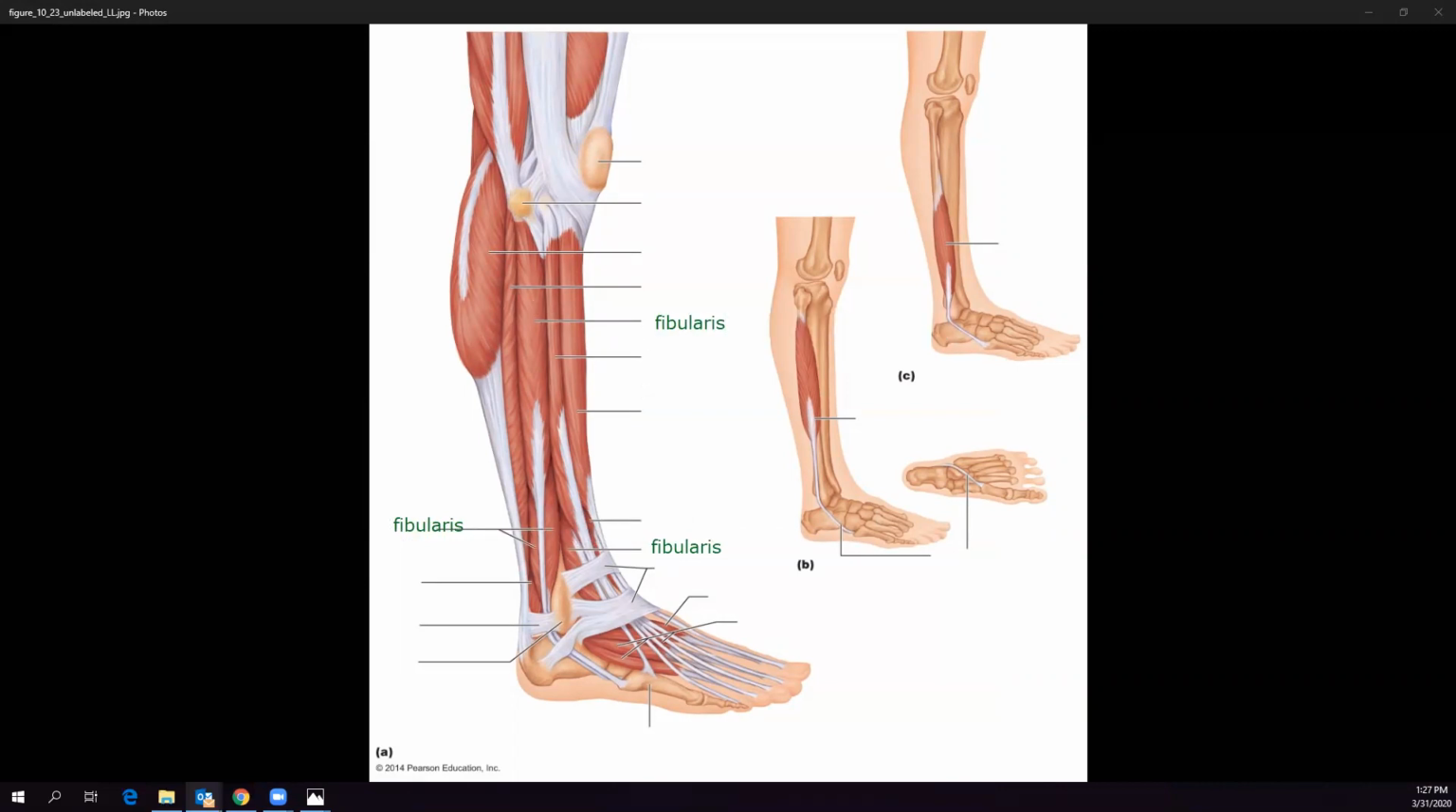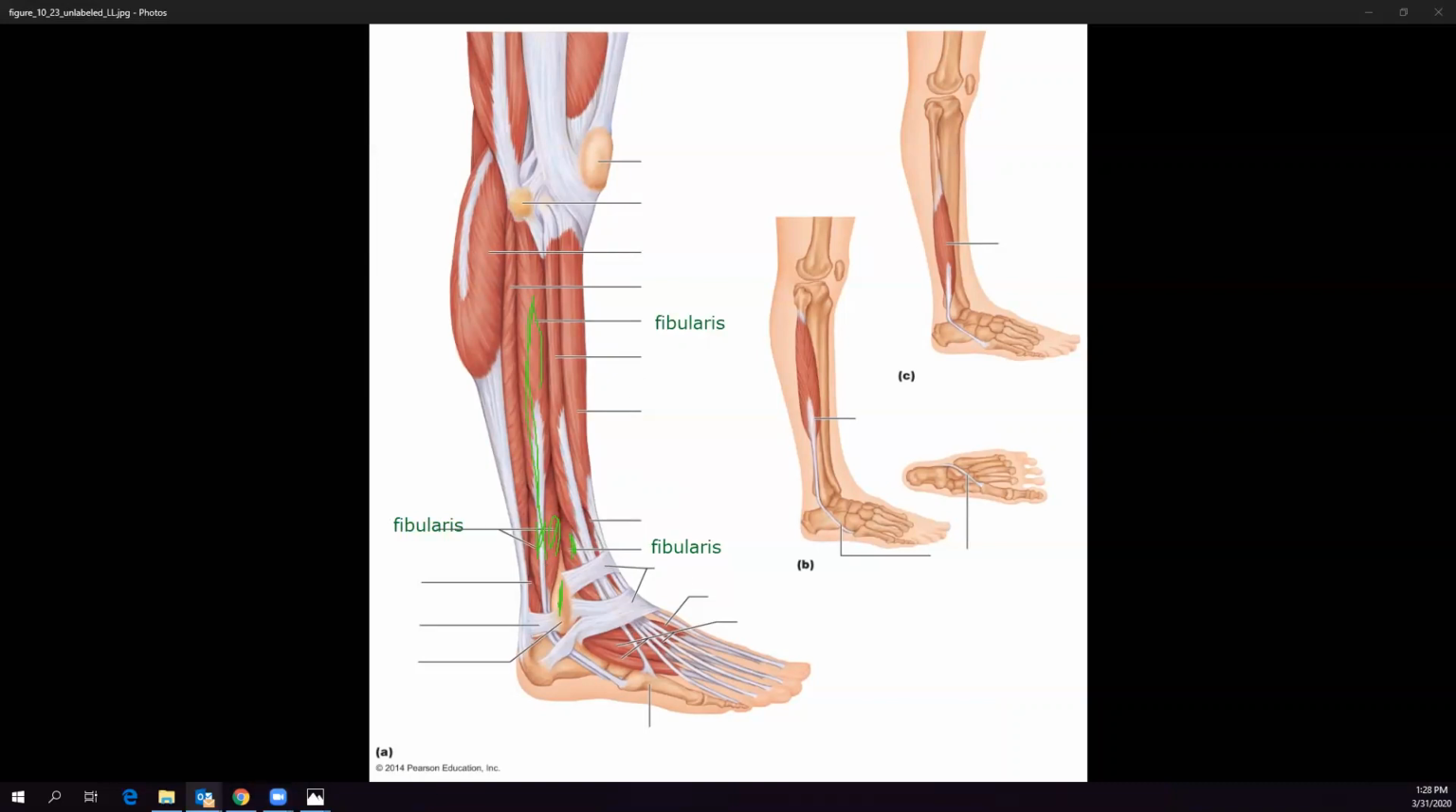So let me color them green. This one back here, this one on top of it, and then this one next to it. So these 3 that are just right, oh, look, what's that? That's our lateral malleolus, so that's part of the fibula. So all of these muscles that are right next to the fibula, we're just going to call the fibularis muscles.